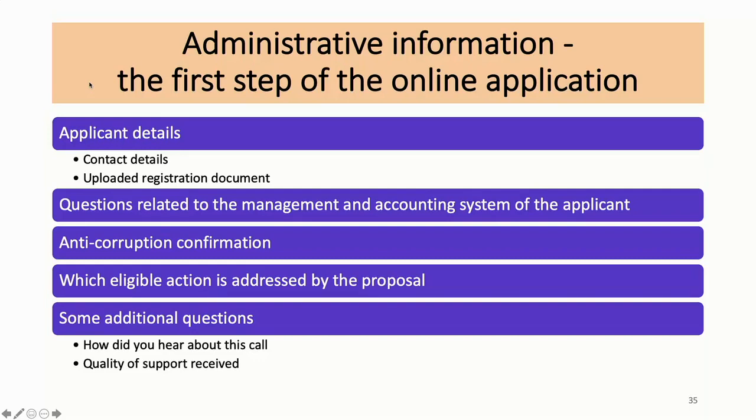Then questions related to the management and accounting system of the applicant. What we're looking at there is we need to determine that the organization has a clear system in place, that it's an eligible organization, and if you look at your application form, the applicant has an accounting system that reflects legal standards in the country. What we're looking for is that the organization that applies must have at least some accounting system in place. If your accounting is done by means of an Excel spreadsheet, unfortunately that will not qualify as a proper accounting system.